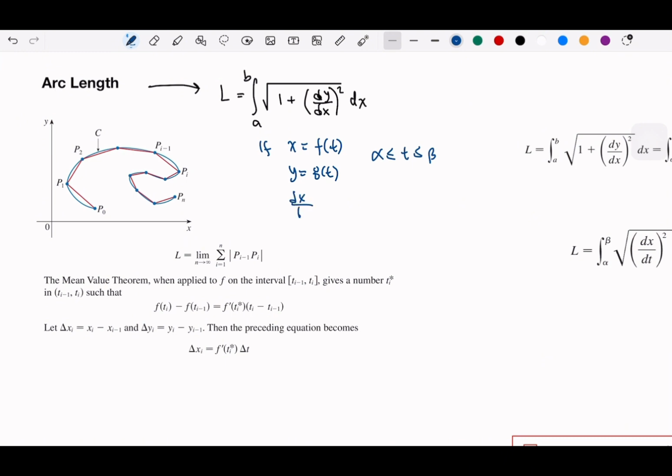Also, we define that dx dt needs to be positive. Well, what does that mean? We need to define this as positive. It means that the curve C, we need to trace or traverse once from left to right. So similar to the area, for the arc length we also need to assume that it is going to move, to traverse, to trace once.